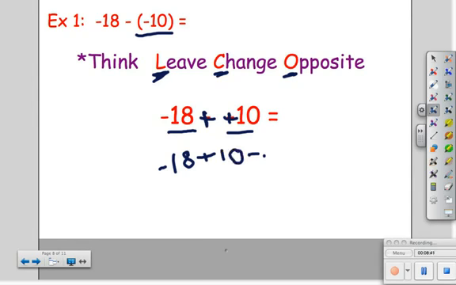I have different signs, so I'm going to subtract. 18 minus 10 is 8. When I ignore the sign, 18 is bigger than 10, so my answer will be -8. If you're thinking about this in terms of money, I owe $18 and I have 10, but after I give my $10 up, I'm still going to owe 8.